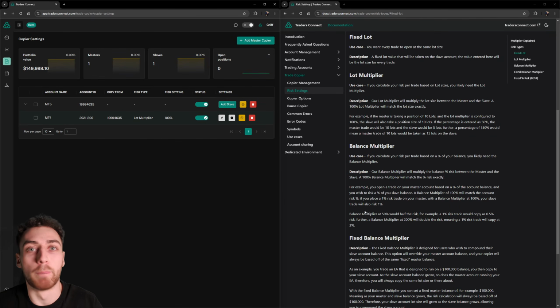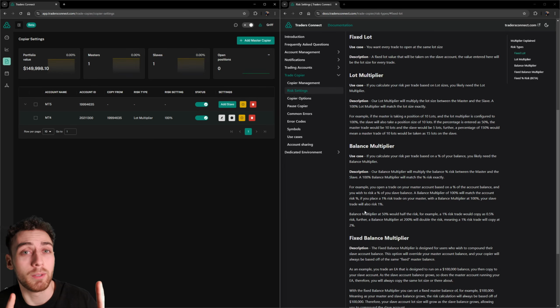Traders Connect has a bunch of different risk settings, which can be overwhelming if it's your first time using the platform. So in this video, I'm going to explain all of our different risk types as thoroughly as I possibly can. Above me here, we've got the Traders Connect platform, and over to the left, we've got our documentation. So if you want to read through as I'm explaining, you might find that helpful.